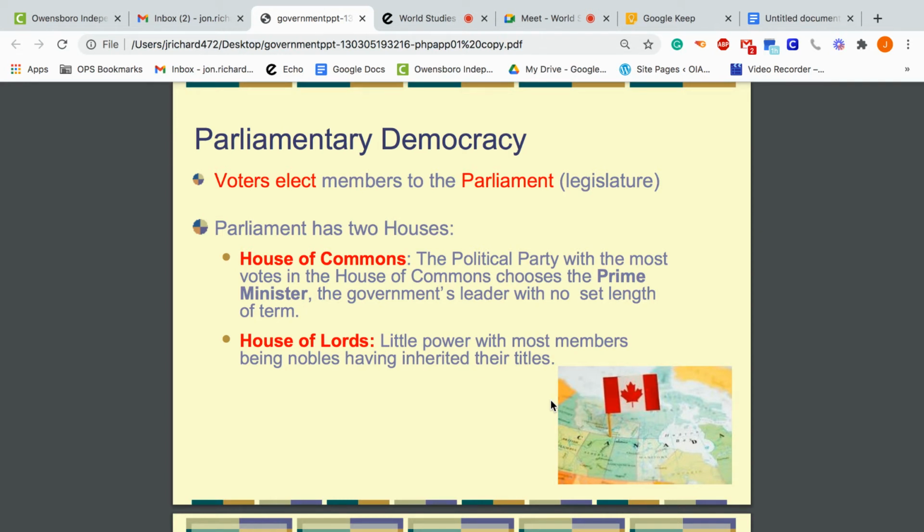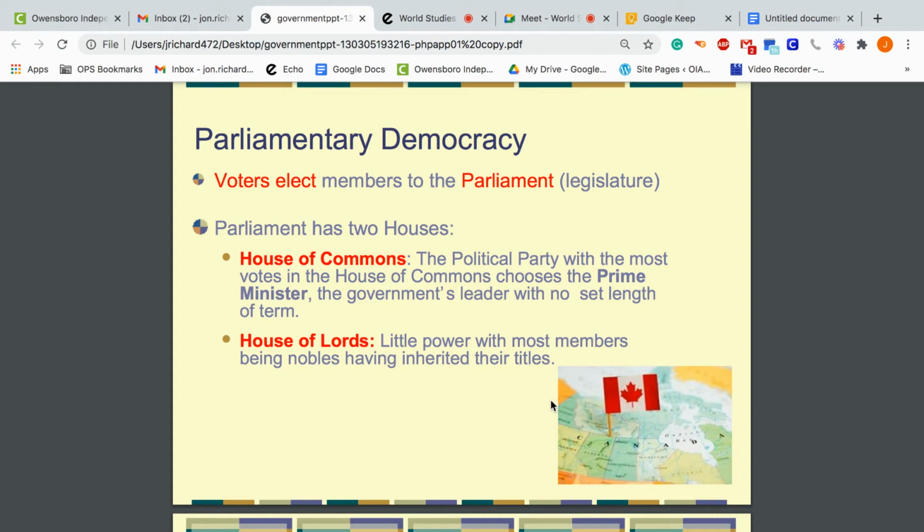And their parliament is bicameral, meaning there's 2 houses. Let me slow down, sorry. So voters elect members to parliament, which is the legislature, that group of representatives who make laws for the people. So parliament is made up of 2 houses. Bicameral, which means 2 houses.